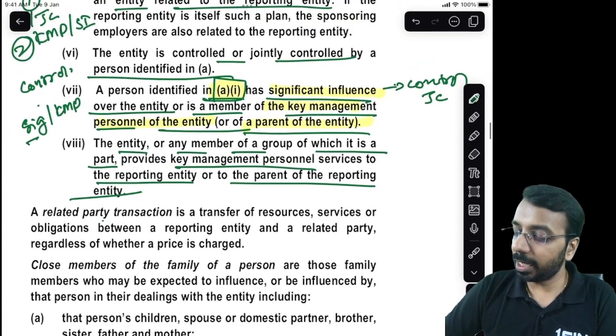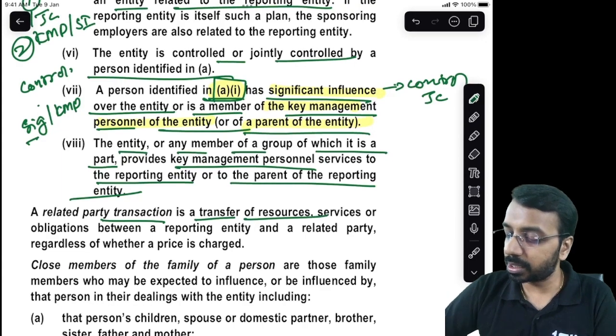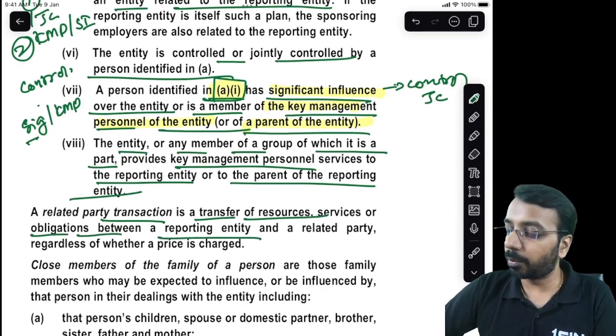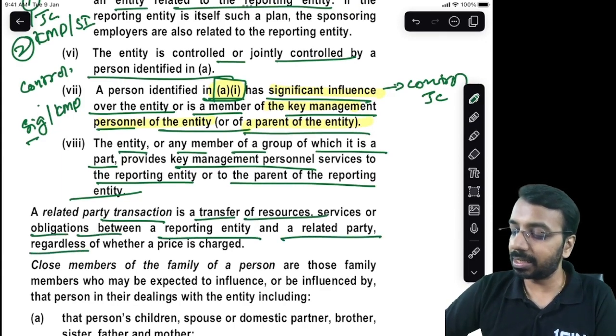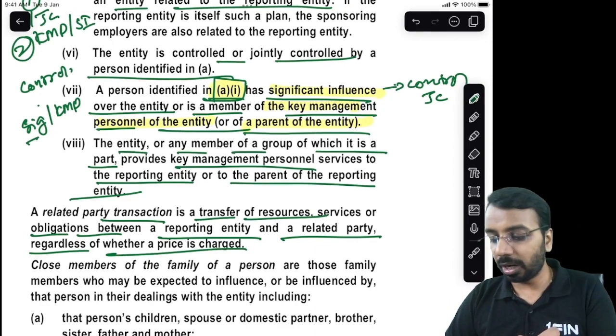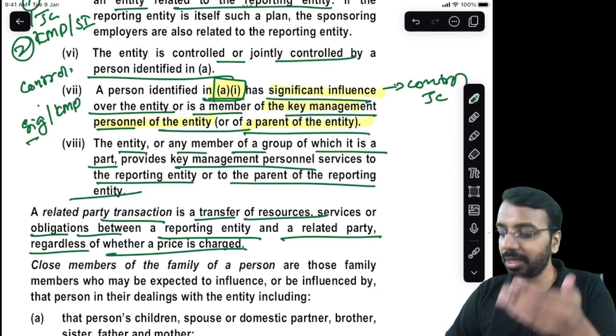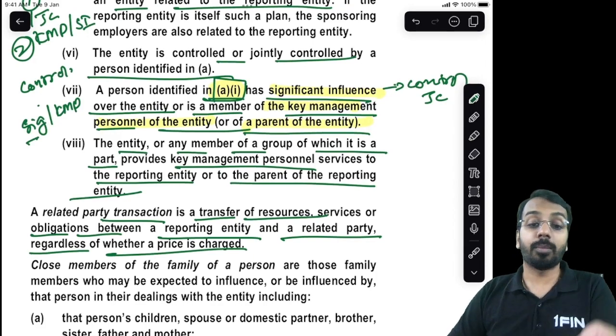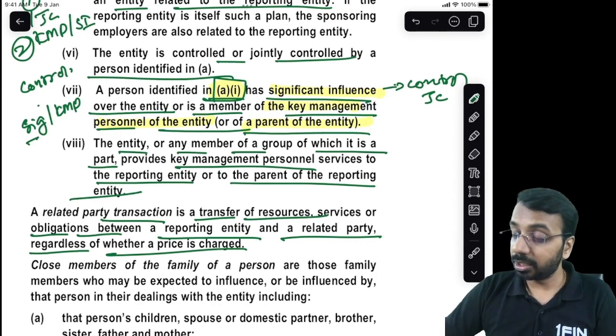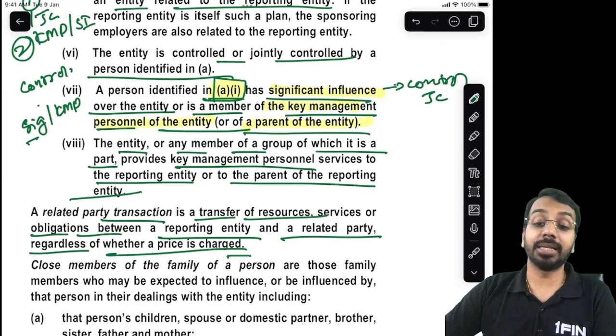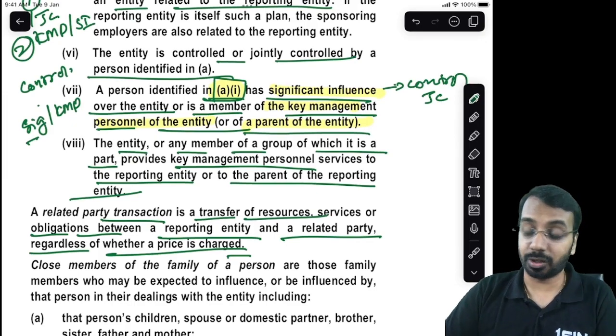Now, a related party transaction is a transfer of resources, services or obligations between a reporting entity and a related party regardless of whether a price is charged. So when you have any transaction, when you're transferring resources, services or obligations between two parties, then you say that there is a related party transaction. Okay.